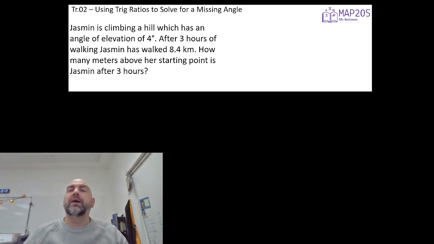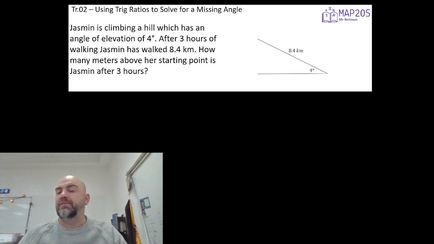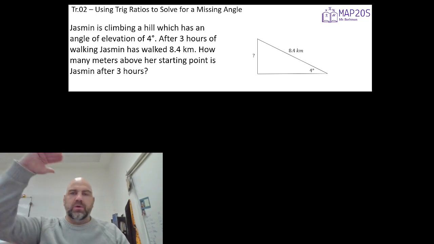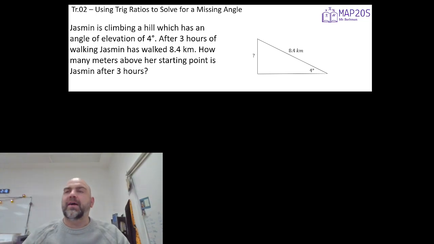Can we solve? Well, the first thing we need to do is draw a diagram. So I'm going to start with this hill, which is 8.4 kilometers long, or at least that's how far she has walked. And we know that it has an angle of elevation of 4 degrees, which means that we have this line underneath and we can put a 4 degrees in there. Finally, it's asked for how many meters above her starting point is Jasmine. So it's asking for what is that vertical displacement from the bottom to where she is now. And so we want to try to find that. This is a right angle triangle. I just didn't draw in that little right angle.